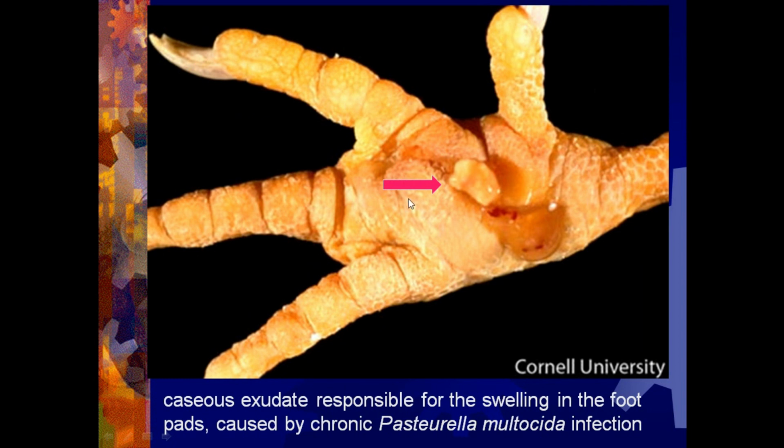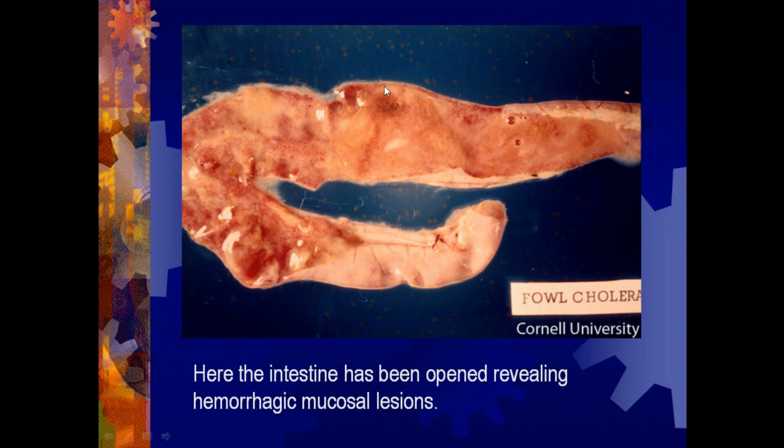And this one here, what we call bamboo foot or pododermatitis, is due to Pasteurella multocida infection in the foot pads of chicken. Okay, the same cases can also be found in turkey and ducks. And this one here shows hemorrhages in the intestines, admixed also with mucus. We call this mucohemorrhagic enteritis due to fowl cholera, in particular acute fowl cholera.